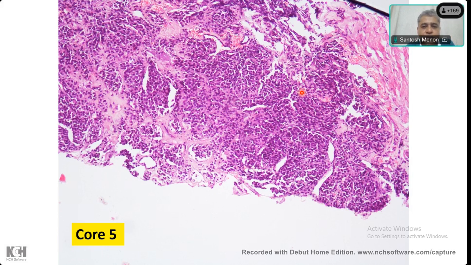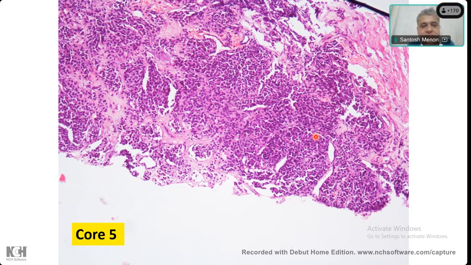Now, I'm not showing you too many IHCs. The idea to convey to you is that when you see a sheeting pattern, when you don't see glands, acini, cribriform, and you see a very poorly differentiated core biopsy of a prostate, always think and put it in the back of your mind not to miss a urothelial cancer. Okay? Am I clear about that?